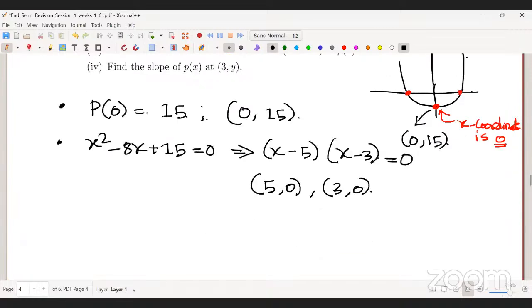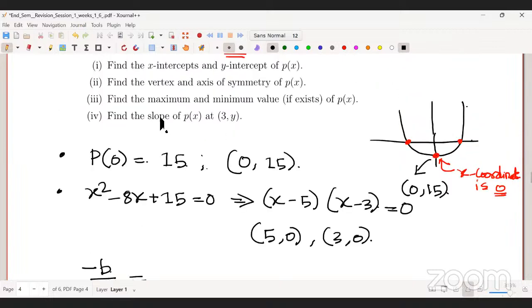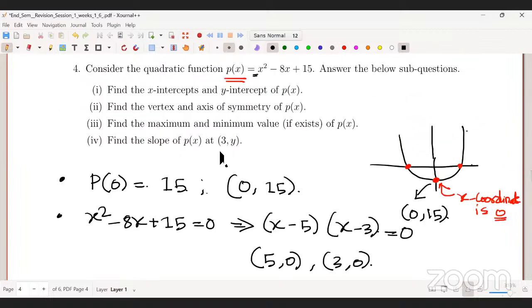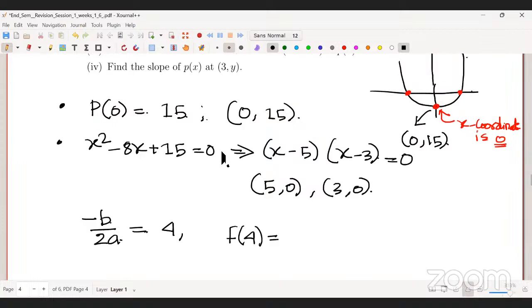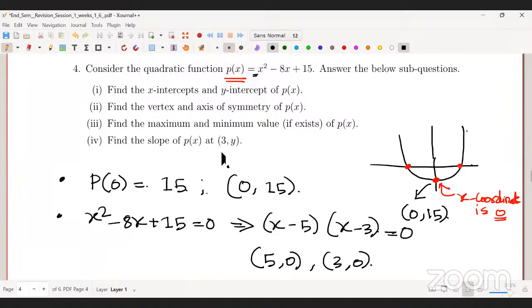So first, what do you need to find? The vertex is a point, right? So first we need to find the x coordinate of the vertex, which is precisely minus b by 2a. If you find this, then you will get 8 by 2, right? 4. And once you have this x coordinate, you need to find the y coordinate as well. That is, what is f of 4 here? Minus 1.